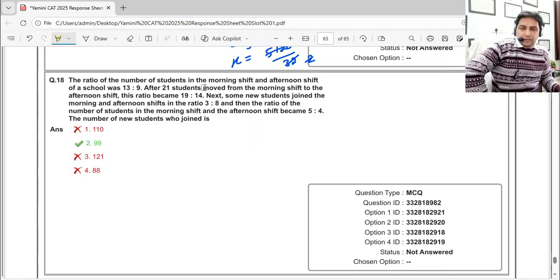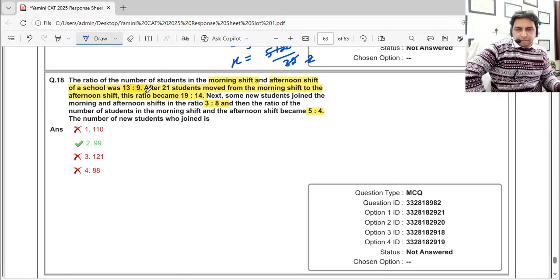The ratio of number of students in the morning shift and afternoon shift is 13 is to 9. So that is the ratio of morning is to afternoon. After 21 students are moved from the morning shift to afternoon, the ratio becomes 19 is to 14. Next, some new students join the morning and afternoon in the ratio 3 is to 8, and then the ratio becomes this and this. So it's all about ratios. No numbers are given to us.